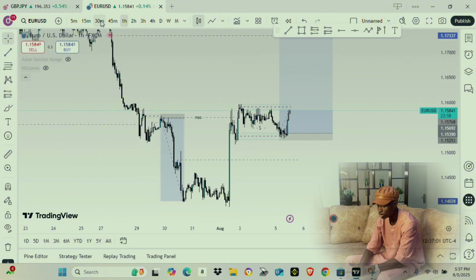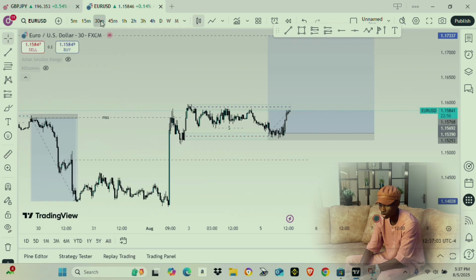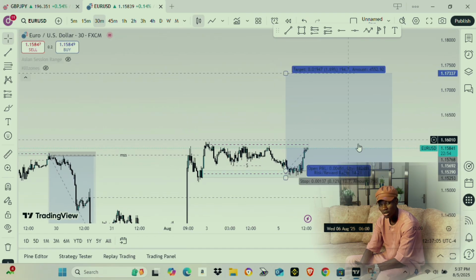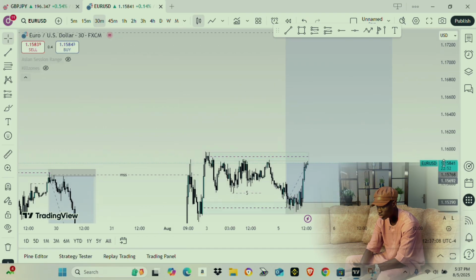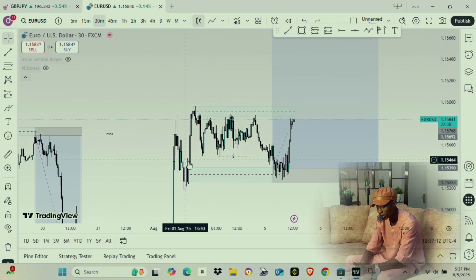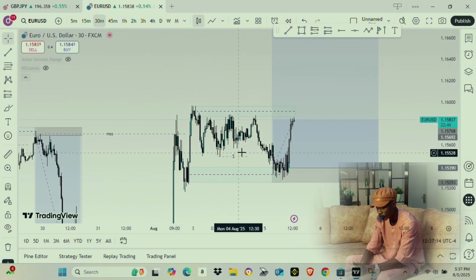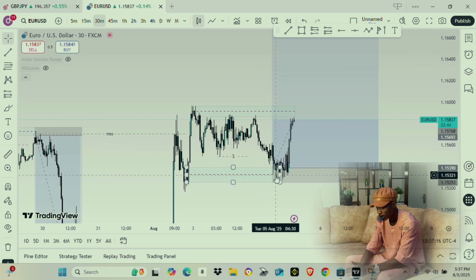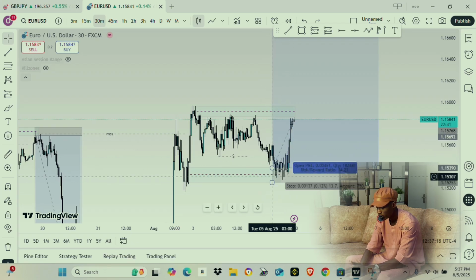So when I marked out this key zone, it was very bold on the 30 minutes time frame. I actually saw this key zone very bold and beautiful on the 30 minutes time frame. So this was where I spotted it. If you can see very well, it's looking very neat. And here, I decided to paste my order.